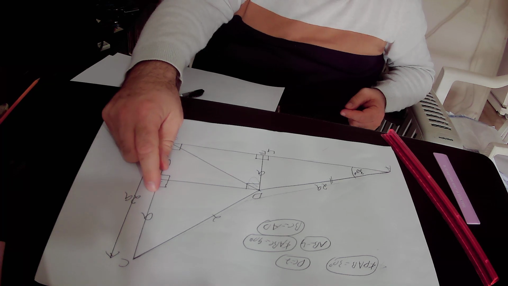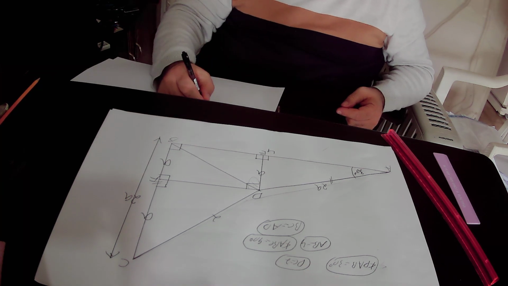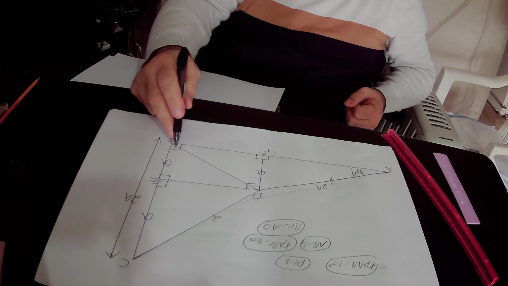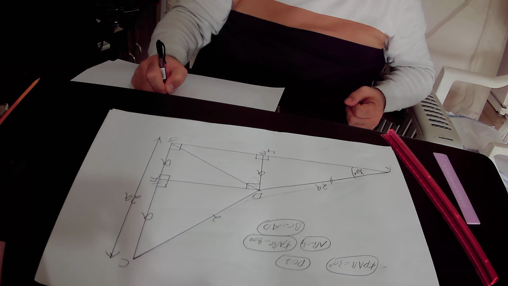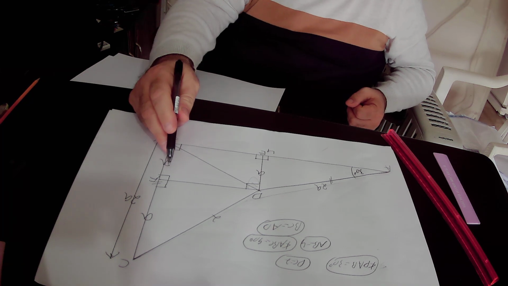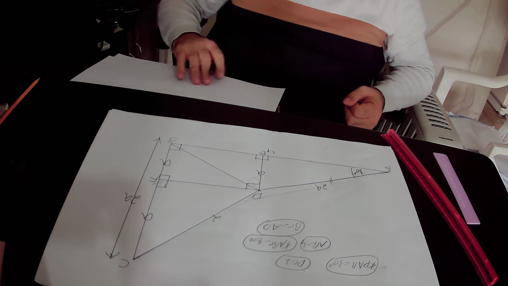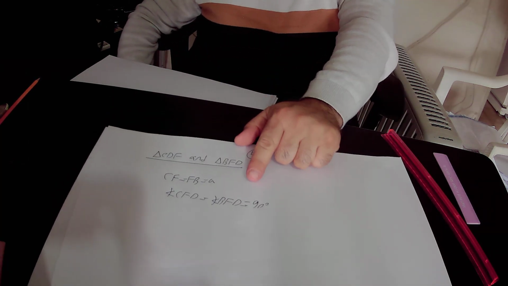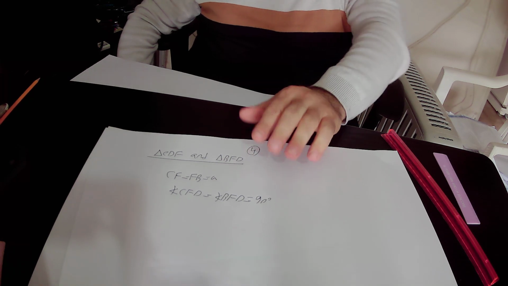Those two angles are equal to each other, they are both equal to 90 degrees. So angle CFD is equal to angle BFD, and both angles are right angles, that is to say they are equal to 90 degrees. I'll repeat again. Angle CFD equals angle BFD, and they are both right angles, equal to 90 degrees.